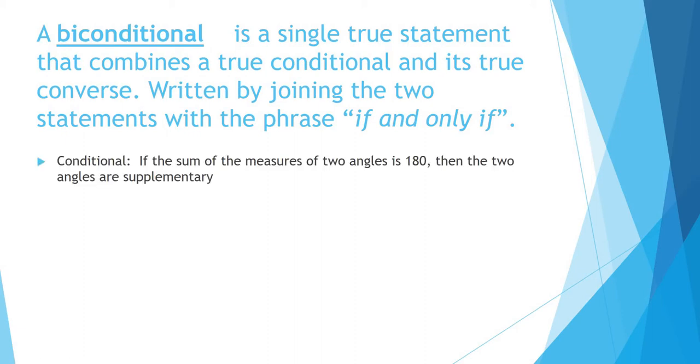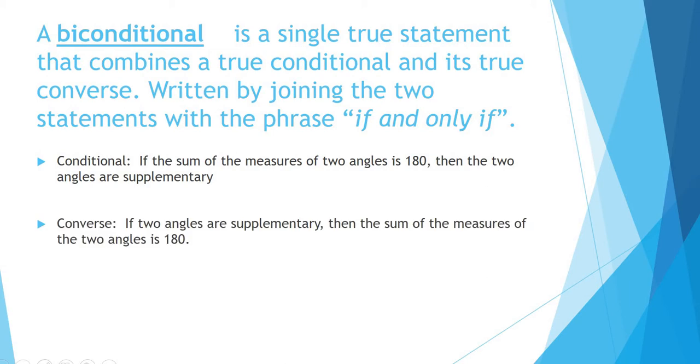So let's do an example. Here's a conditional statement. If the sum of the measures of two angles is 180, then the two angles are supplementary. Now, do you remember what the converse is? The converse means we switch the pieces. This converse says, if two angles are supplementary, I took the conclusion and put it in the hypothesis section, then the sum of the measures of two angles is 180. I took the hypothesis and put it in the conclusion.